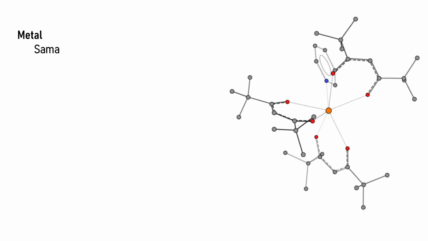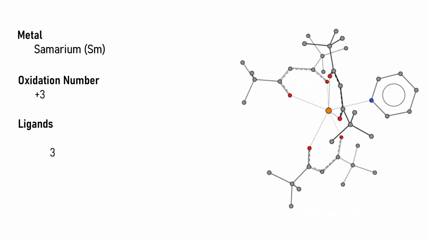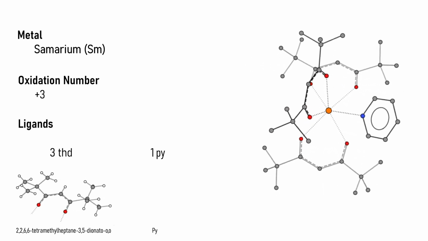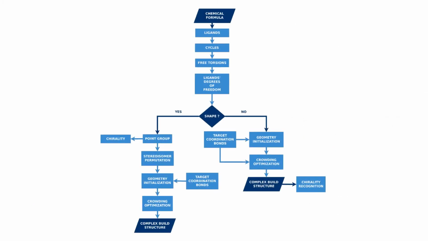We know that the metal is samarium, that its oxidation number is +3, and that the ligands are 3 THDs and 1 PY. Let us see how this works in the complex build algorithm.